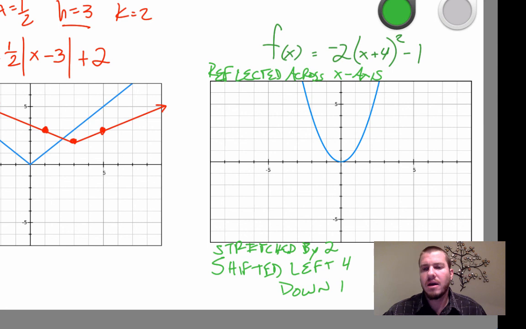So I'm going to get my vertex first, and that shifted left 4, down 1. It's reflected across the x-axis, which means it's going to be going down instead of opening up. And it's stretched by 2. So instead of that first point, 1 up, 1 away, or in this case, 1 down, 1 away, it's going to be down 2 and over 1. And in this case, it's stretched, so it's a little skinnier than the parent function. And that's going to be my graph.